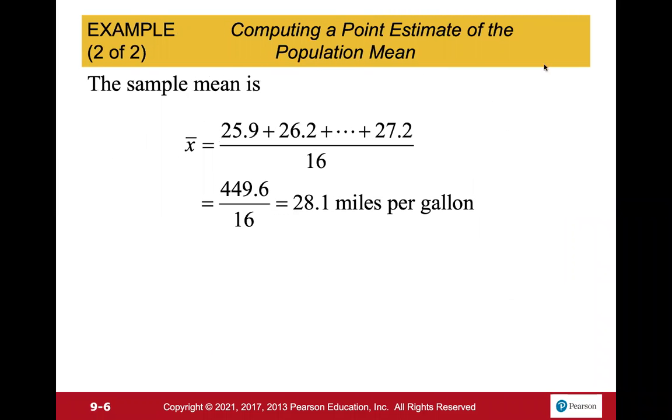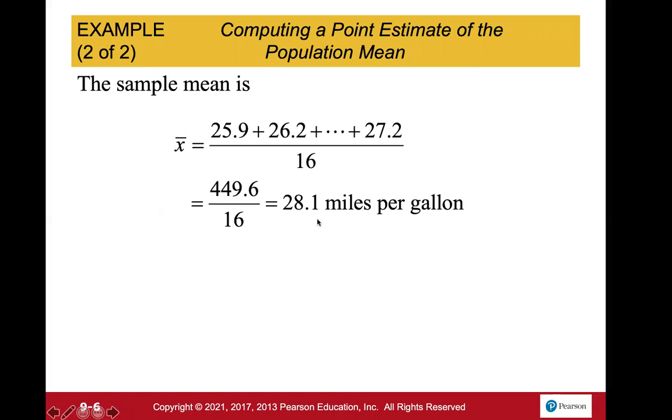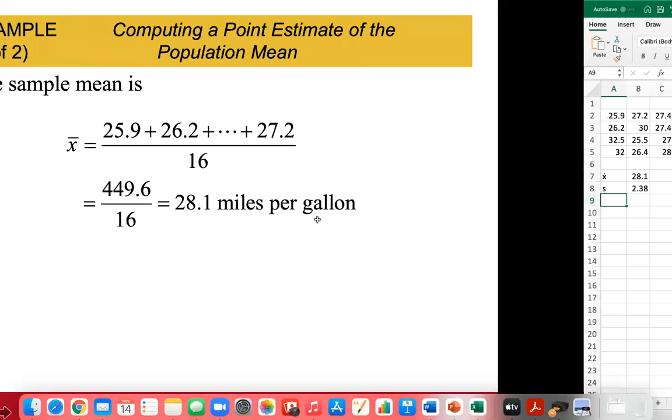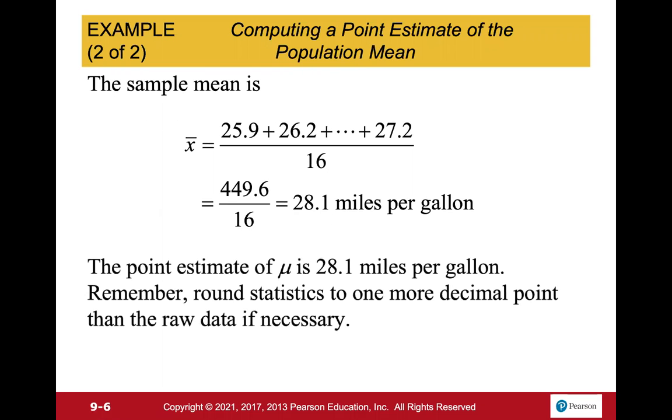So sample mean, again, all we did was add all the data up and divide by the number, and we got 28.1. Perfect. So the point estimate for mu is going to be 28.1 miles per gallon. Remember, round the statistic to one more decimal point than the raw data if necessary.